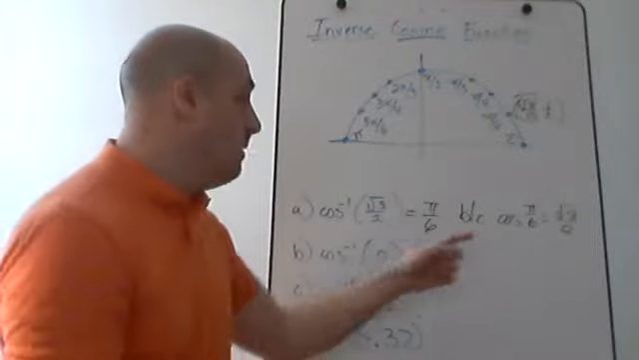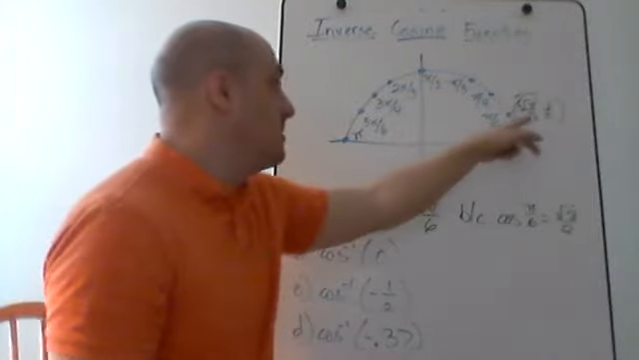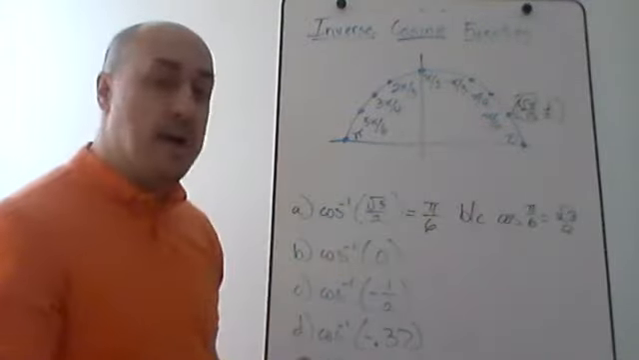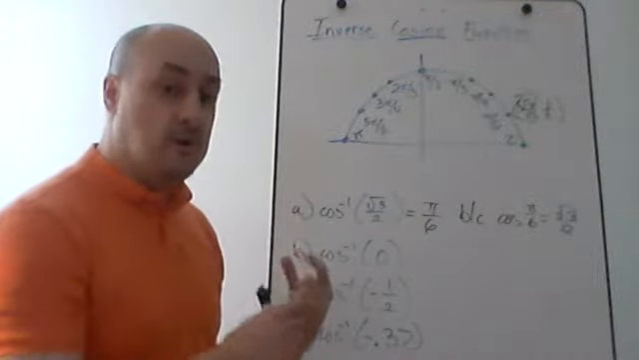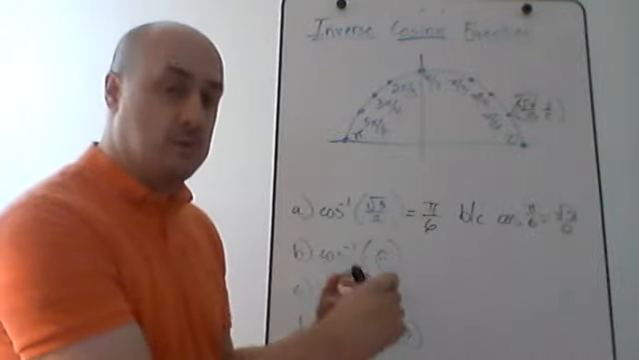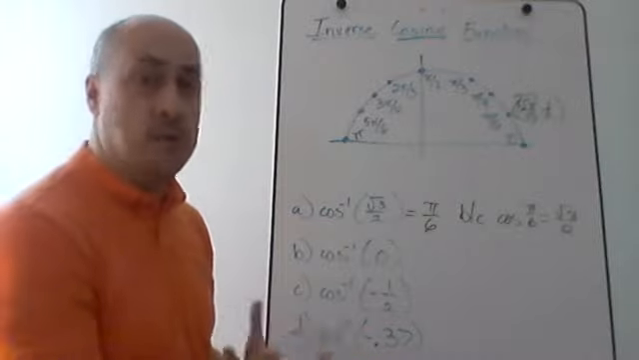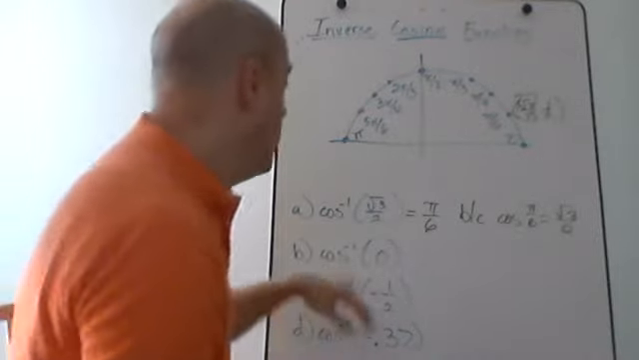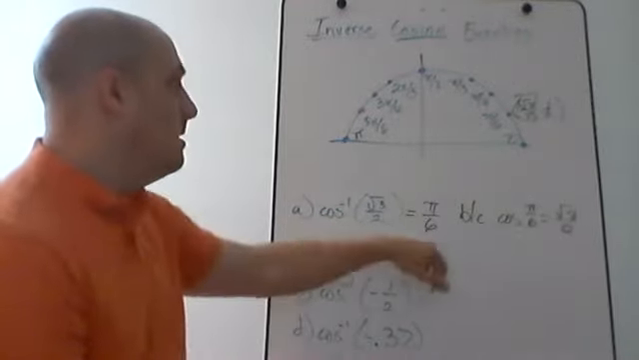I'm looking for the output value. I'm looking for the x-coordinate, and I have to give that pi number as my answer. You're still using the unit circle, you're just looking at different numbers on the unit circle and kind of putting them together backwards of what you probably did before. All right, so cosine inverse of root 3 over 2 is pi over 6.